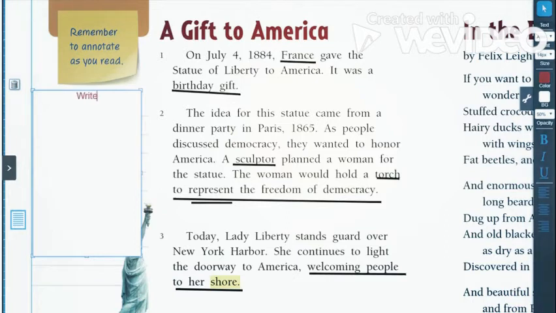So your directions are to write 3 things you have learned about the Statue of Liberty. You're going to write this in a list, and you can take a picture and send it to me. Go ahead and pause the video after I finish writing this, and you're going to write down 3 things you learned from this text about the Statue of Liberty.